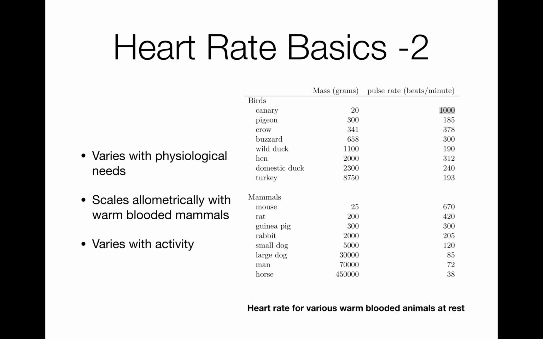Heart rate also varies with activity. The animals shown in the chart are at rest. Notice that the crow has a resting heart rate of 300 beats per minute, while the hen has a resting heart rate of 312 beats per minute. If the crow were in flight, its heart rate would easily surpass the hen's resting heart rate.